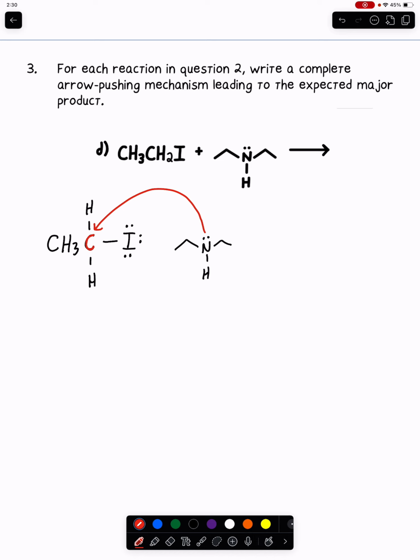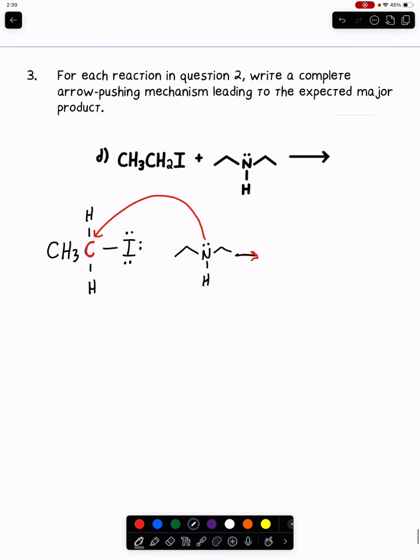Now, that red carbon has 4 things bonded to it already. It has another carbon from the methyl group, 2 hydrogens, and the iodine. In order for that bond between carbon and nitrogen to form, something has to leave that carbon. And the best thing to leave is going to be that iodine, and it's going to leave with an extra electron. The reason that's the best thing to leave is because it handles that negative charge the best. It's polarizable, it has a lot more room for that negative charge, which means less electron repulsion.